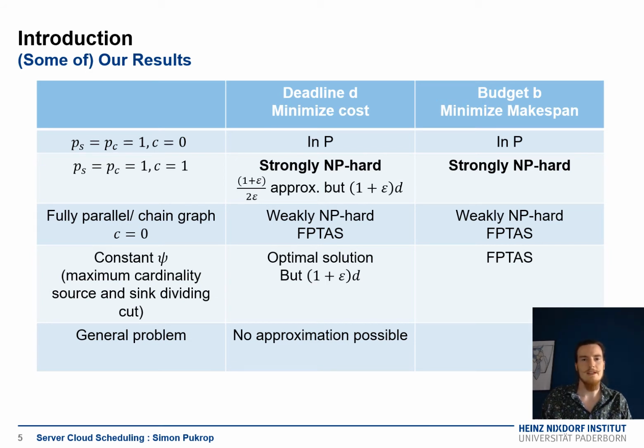There we looked at the minimization of cost and could basically adapt the reduction of the unit case to make it so that we can show that there is no approximation possible. Why that is so, I will give you a few more hints about later.